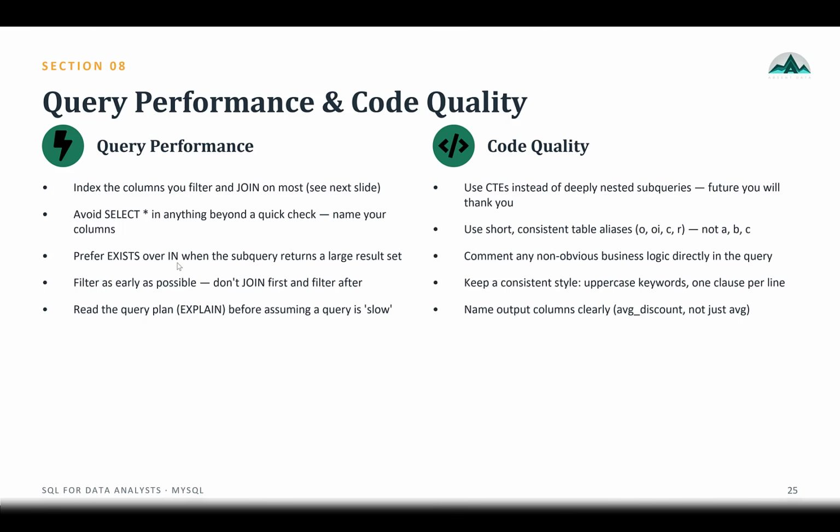We did IN, but there also is EXISTS. You remember when we said SELECT category IN and we put the 2? EXISTS is a little bit better for large data sets. You want to filter as early as possible. I taught you how to filter with WHERE and HAVING. The reason you want to do that is because in big data sets, the earlier you filter, the less data you're pulling back.